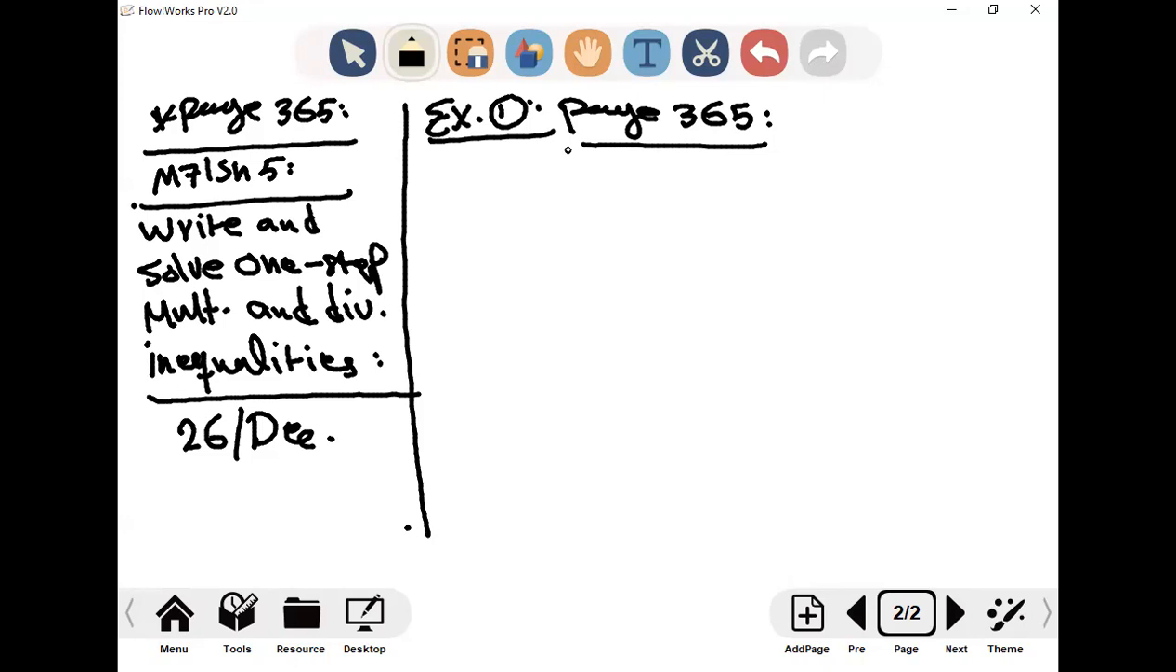Plus, there are a lot of words also. We took them in write and solve addition and subtraction inequalities. How do you know if it's more than or less than? Remember, at least, at most, no more than, no less than. Remember the table in the previous lesson, we'll use the same words also. So let's start with example 1, page 365.